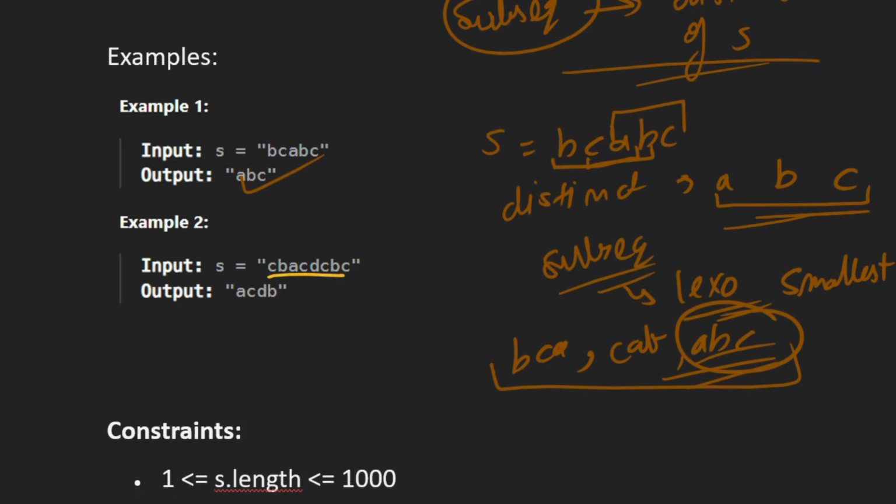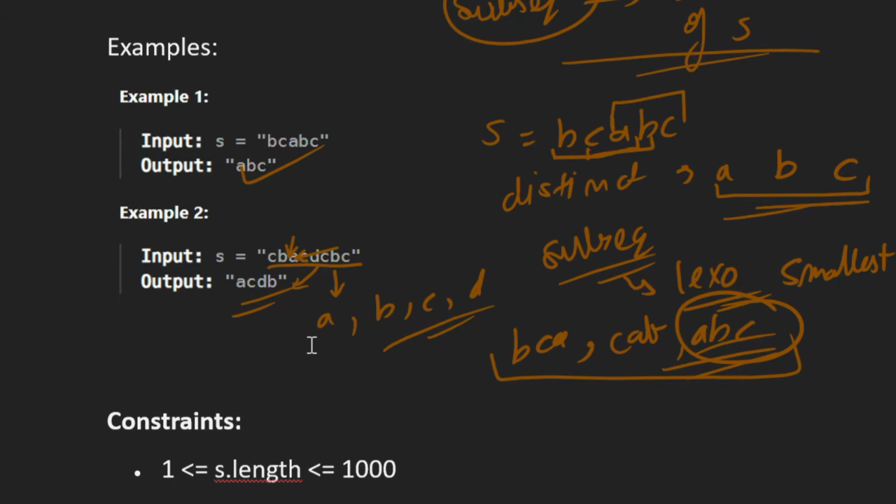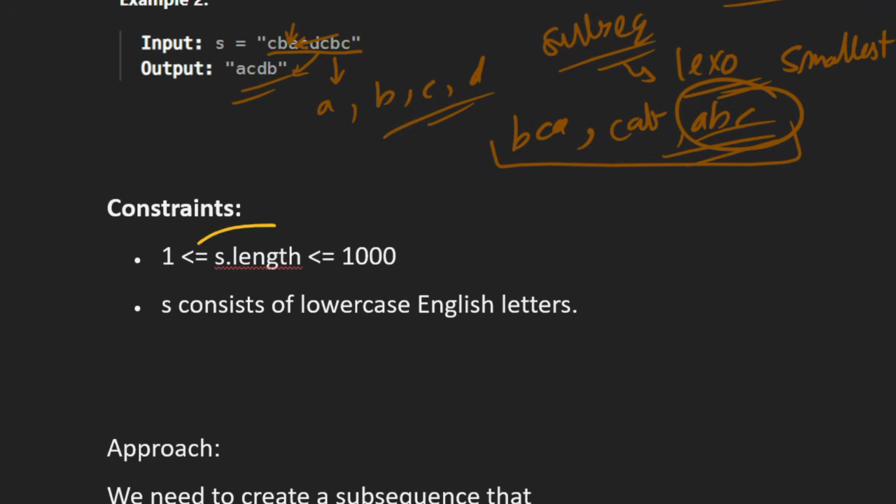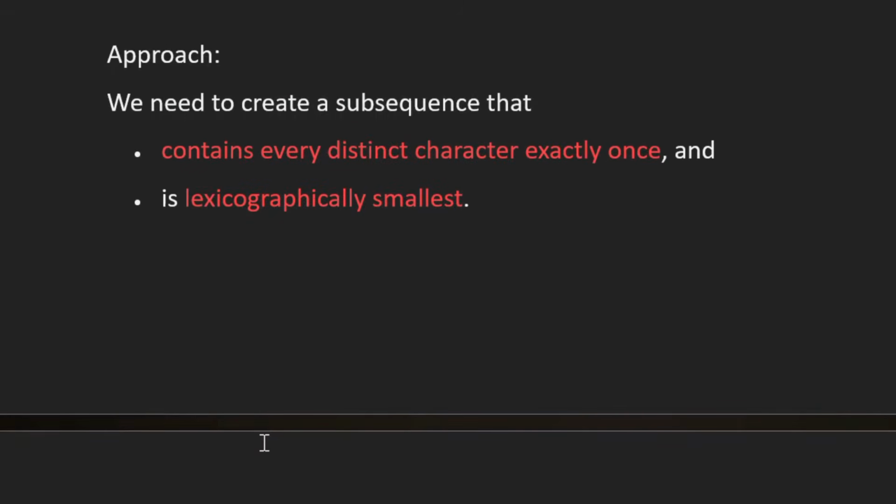Now if you see this example here, what are the distinct characters? The distinct characters are a, b, c and d. So here we can get the subsequence a, c, d, b, and that is our answer. So let's see the constraints. Our string length is 1000, that means we have 10 to the power 3 characters in the string, and all the characters are lowercase English letters. So let's move to the approach part.